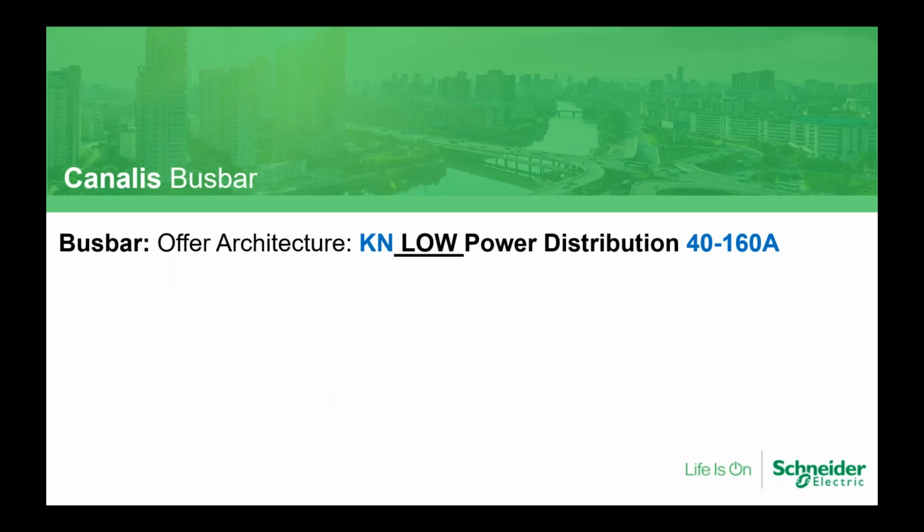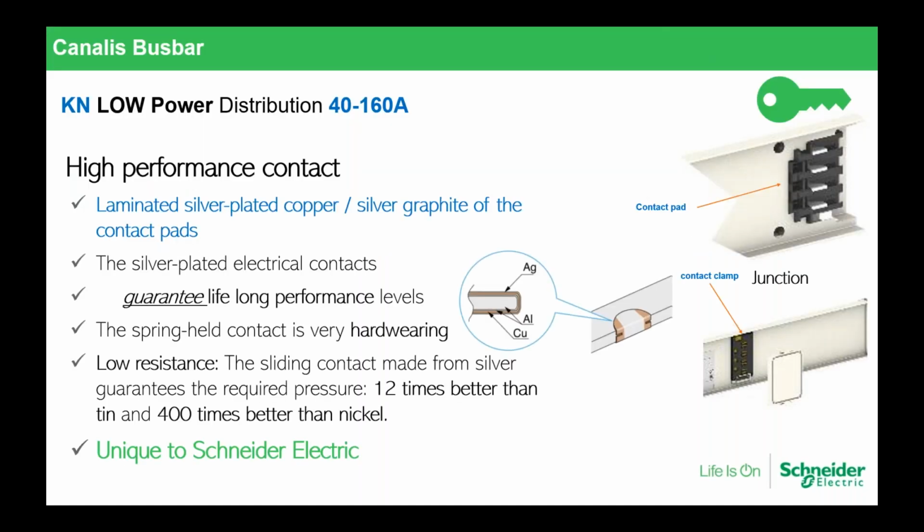KN is the one which is following KB. So we have ratings starting from 40 up to 160 amps. But as you remember, this is an aluminum offer, so we don't have copper on this low power distribution, 40 to 160 amps.